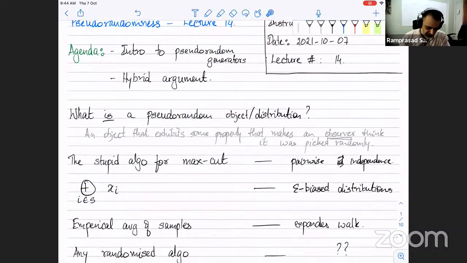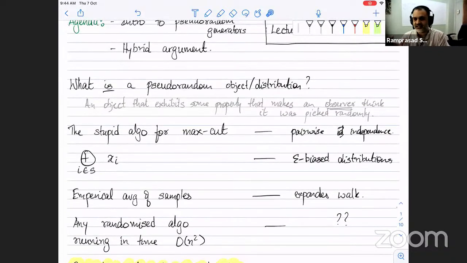But what we would really like is a pseudorandom object of the following kind. I have some randomized algorithm, and let's say I promise you that this randomized algorithm runs in quadratic time. It doesn't take more than quadratic time. So for all I know, it could be using something like n squared random bits.